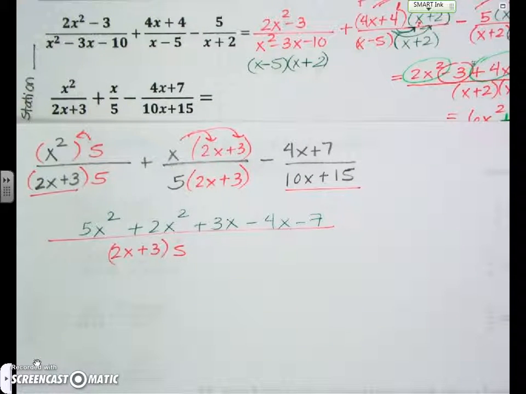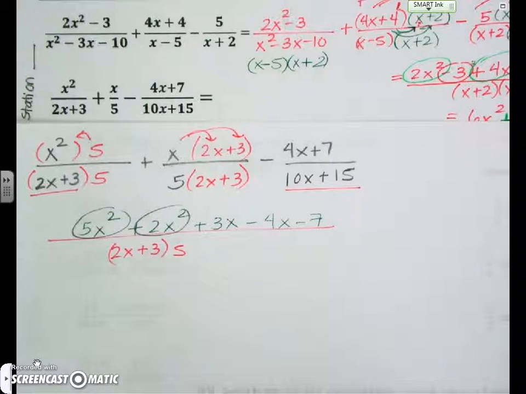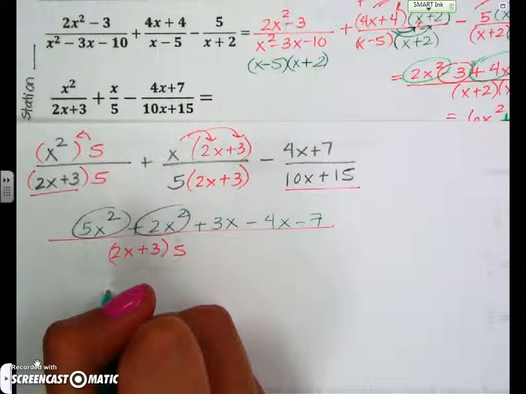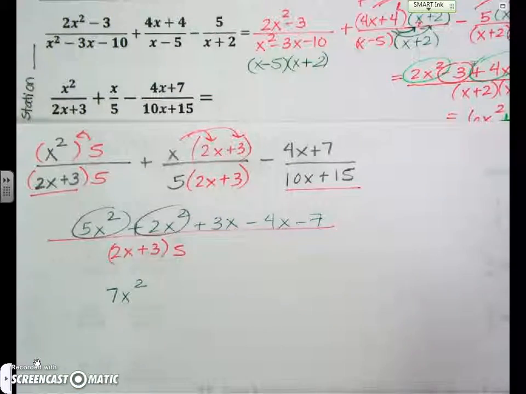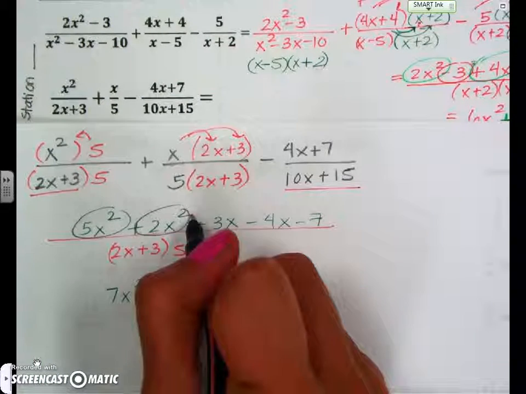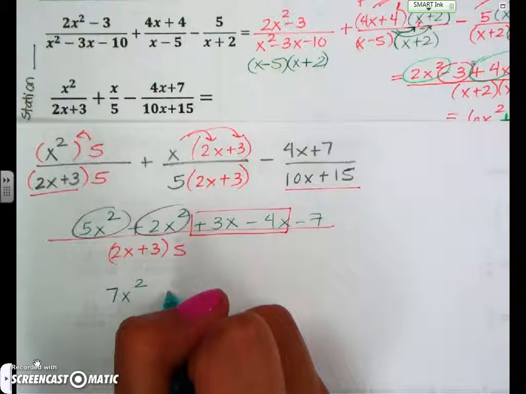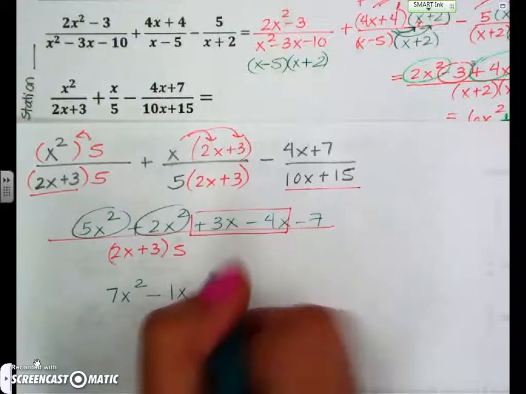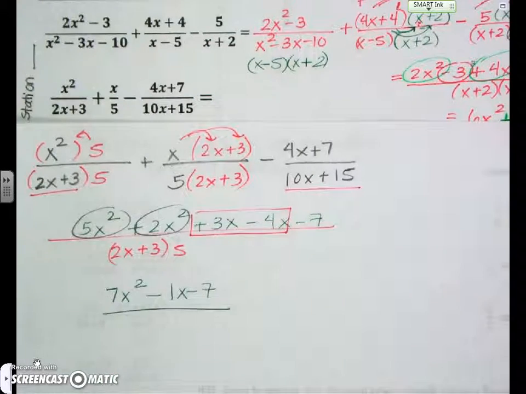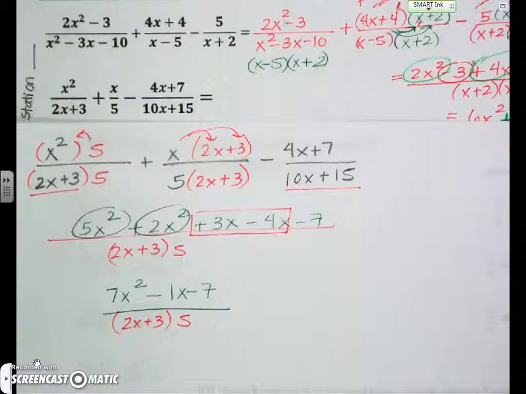Now you combine the terms that are the same. 5x squared plus 2x squared equals 5 plus 2? 7x squared. Good. And then 3x minus 4x. Positive or negative? Negative. Good. And then you just have a negative 7 left over. All of this over the denominator of 2x plus 3 over 5.